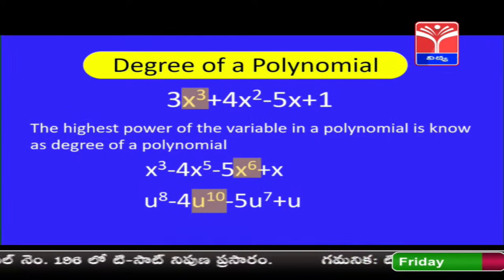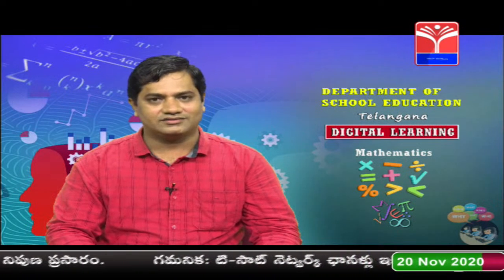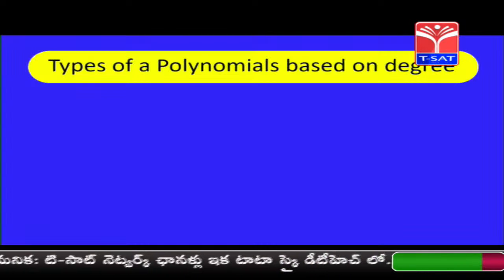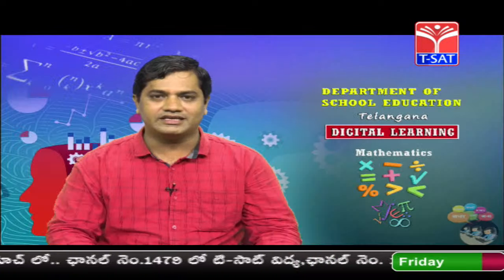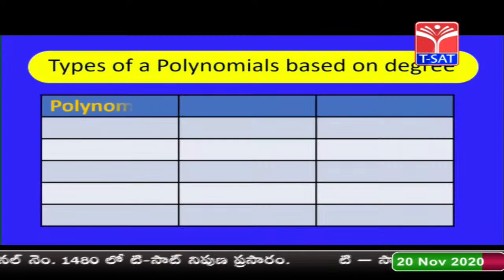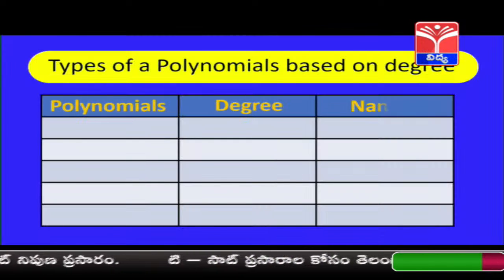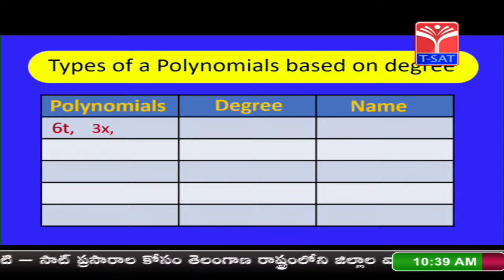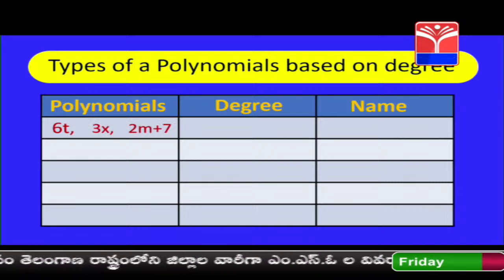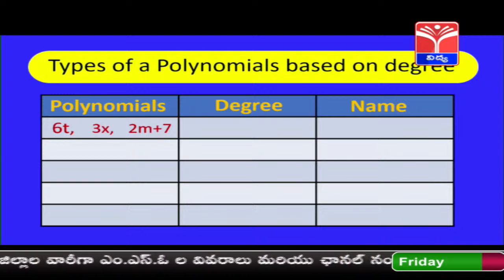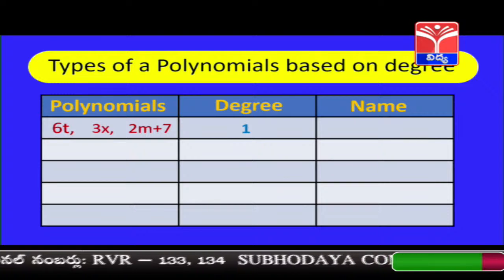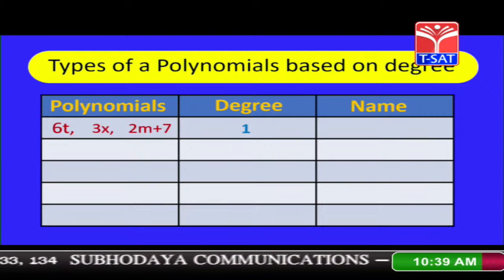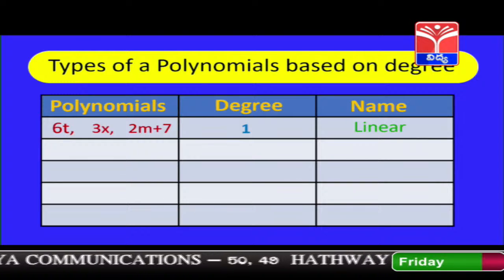Okay. Let us go to the next one. Here, types of polynomials based on degree. We have observed a lot of examples here, with various variables. Now with the help of the degree, we will have some names particularly for polynomials. Now try to read these polynomials. 6, 3x, 2m plus 7. These polynomials all have degree 1. The polynomial whose degree is 1 is called a linear polynomial.